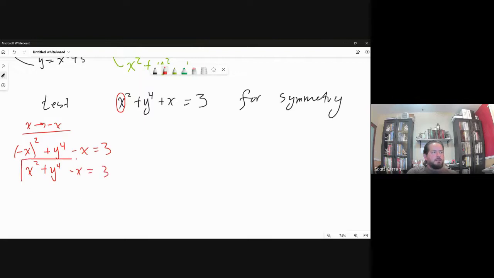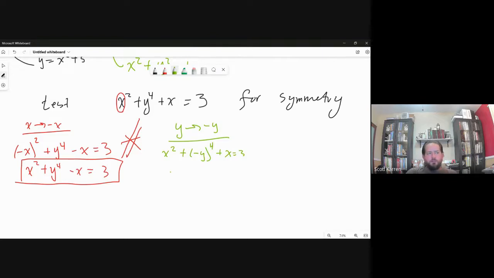And this is not the same as that. And so it's not symmetric about the y-axis. So we'll try the other one. Let's try y with negative y. And so that becomes x squared plus negative y to the 4th plus x equals 3. But this negative y to the 4th with that even power is going to simplify down to plus y to the 4th. And this is the same. So we have symmetry about the x-axis.